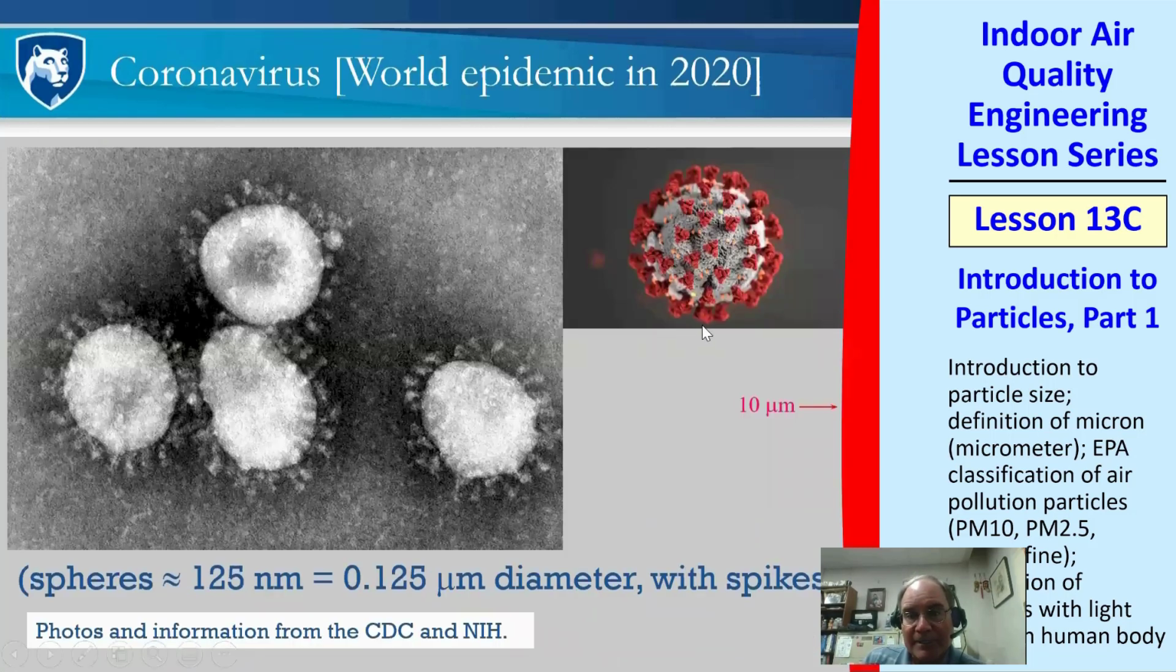Of course, coronavirus in 2020 was always in the news. It's about 125 nanometers or 0.125 microns, and has these little crowns or spikes, which is why they call it coronavirus. And my 10 micron particle, I couldn't even draw it. You can see the arc of it. It's a huge particle. 10 microns is huge compared to 0.125 microns. These are very, very small particles. They're actually big as far as viruses go, but they're very small compared to our 10 microns.